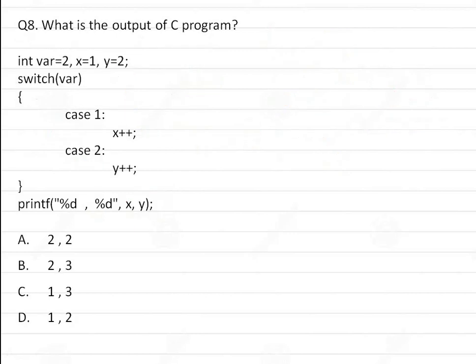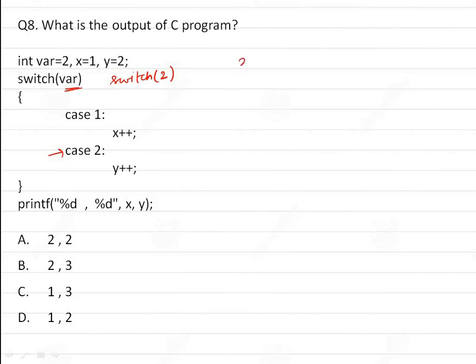Next, what is the output of the C program? So we have the switch case here. This was an easy question. The switch case is defined on this variable var, whose value is 2. So you can assume it as switch(2). It means that we will match with the second case, case number 2. So this case will be matched and the value of y is incremented.